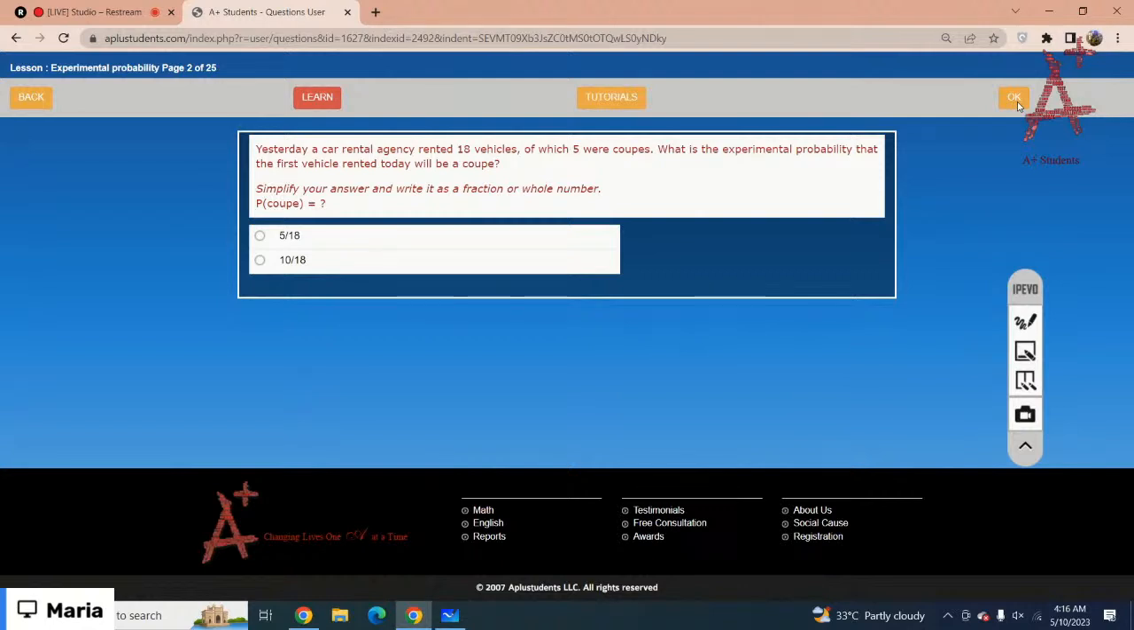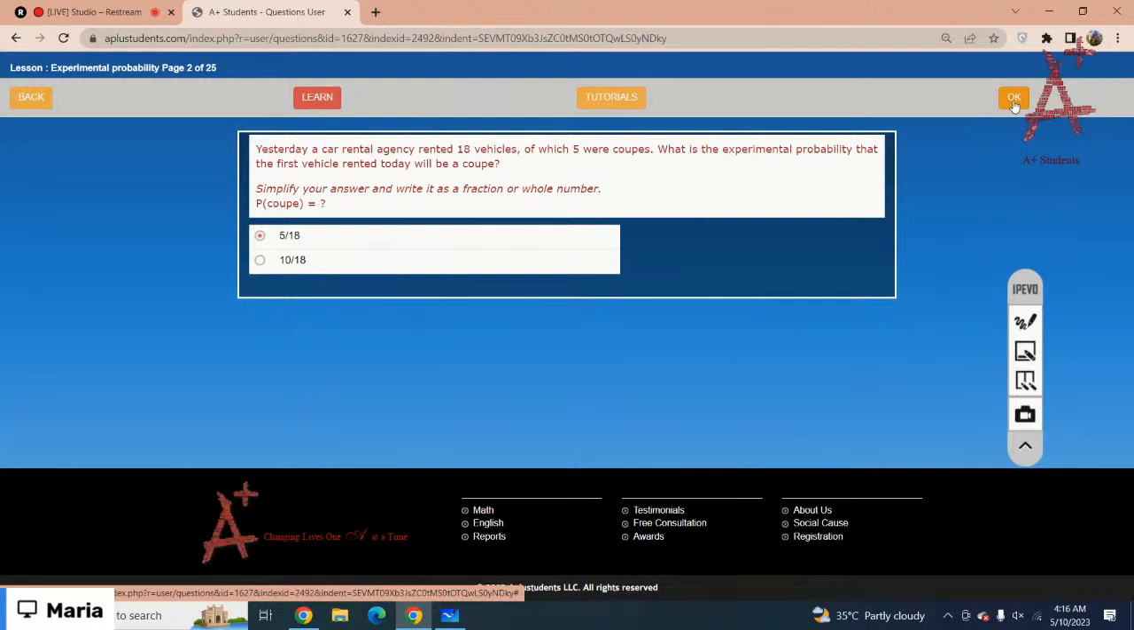Okay, the next one is, yesterday, a car rental agency rented 18 vehicles, out of which 5 were coupes. What is the experimental probability that the first vehicle rented today will be a coupe? So which is the correct option? The total vehicles are 18. Got it? So it would be 5 over 18. Very good. The correct option is 5 over 18.